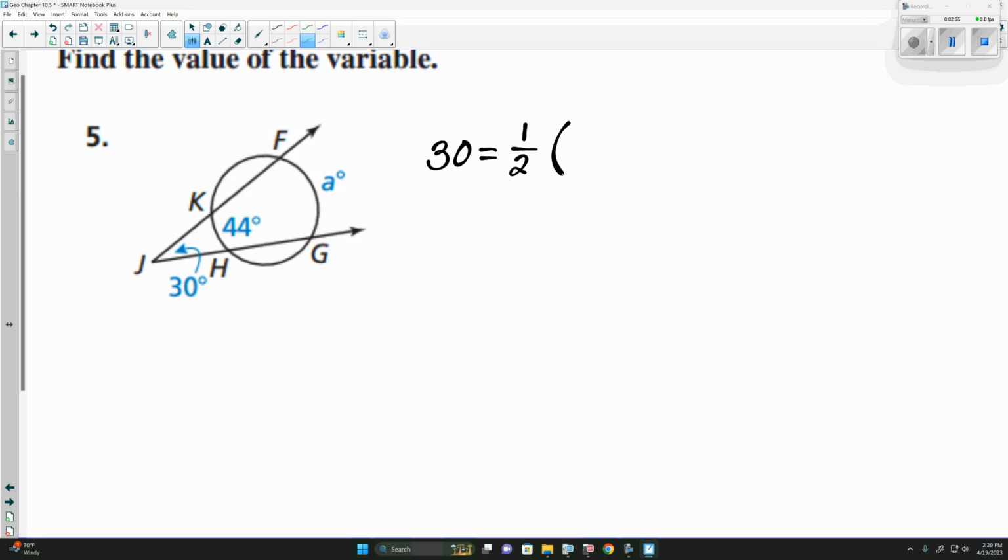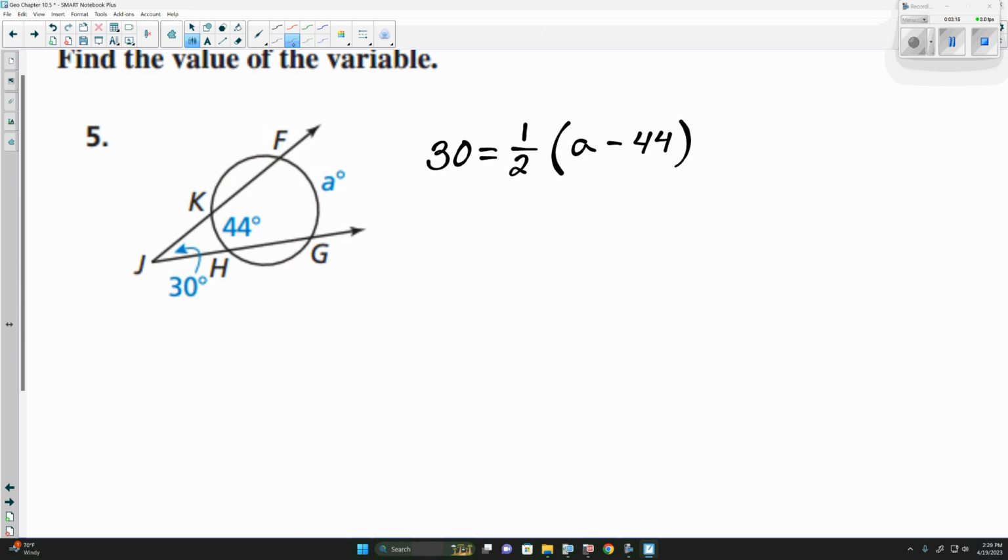Which one would be bigger, A or 44? A, because it is farther away. The arc that is farther away from the angle will be the bigger of the two. So we have A minus 44. Because if it intersects outside the circle, we are subtracting the two arcs. If it's inside the circle, we add the two arcs together.